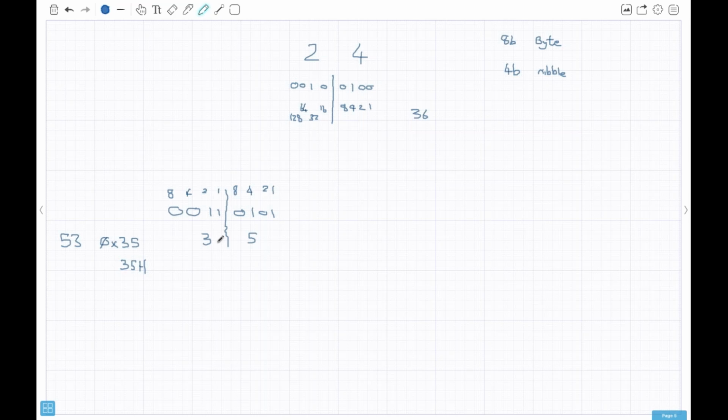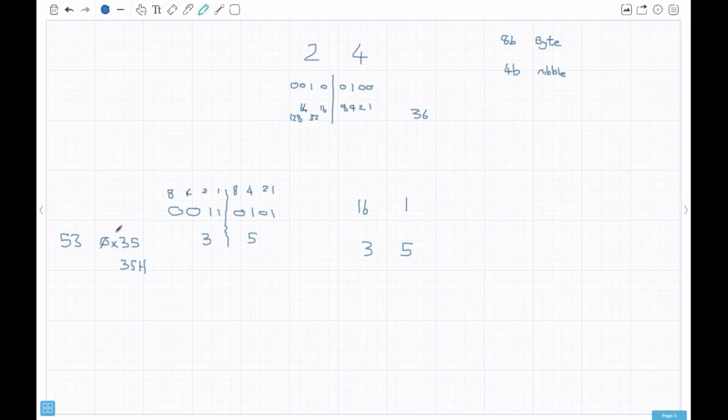Let's check it out. 35 in hexadecimal will be, in hexadecimal calculations, 35, there's the 16 to the power of 0, there's 16 to the power of 1, 3 16s plus 5, 3 16s are 48, plus 5, 53.